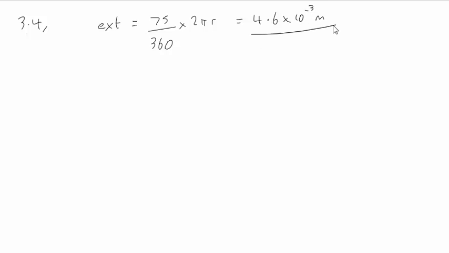In 3.4, we're to find the higher frequency when the string is stretched by rotating the tuning peg through 75 degrees. Well, the extension will be 75 360ths of the circumference 2 pi r, and this comes out at 4.6 times 10 to the minus 3 meters.